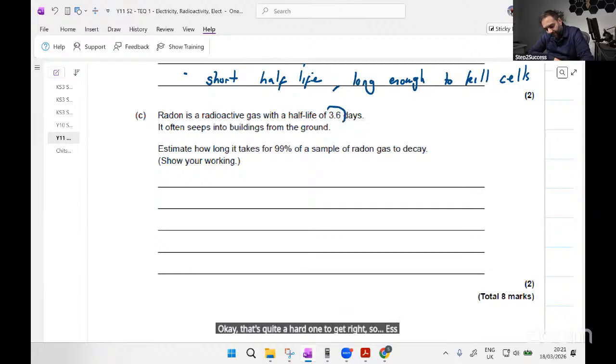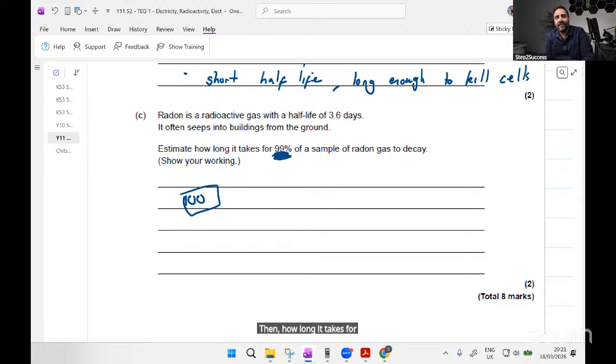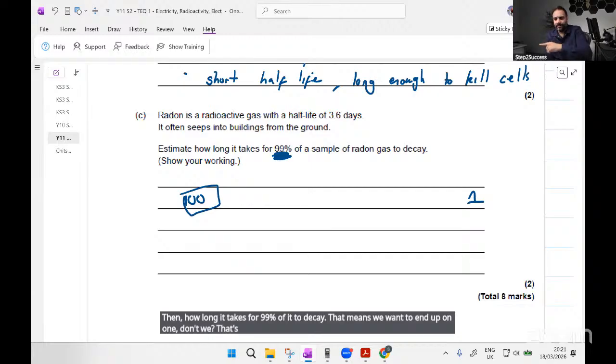Essentially, what that means is that every 3.6 days, the radioactivity halves. So if it started on 100, just using 100 as an example, that works perfectly well. Because if I start with 100, then for 99% of it to decay, that means we want to end up on 1, don't we? That's 99% of it has gone.